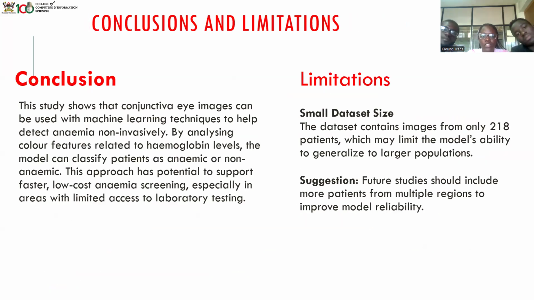So our conclusions and limitations. This study shows that conjunctiva eye images can be used with machine learning techniques to help detect anemia non-invasively by analyzing color features related to hemoglobin levels. The model can classify patients as anemic or non-anemic. This approach has potential to support faster, low-cost anemia screening, especially in areas with limited access to laboratory testing.